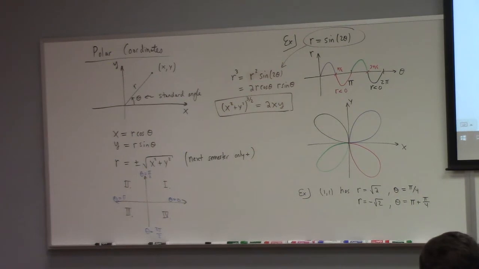Turn this off here for a second. So as you can see, the ones for the plus, ones for the minus, correspondingly, r is either positive or negative.